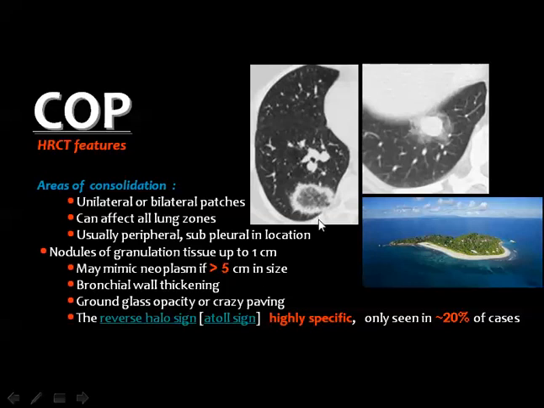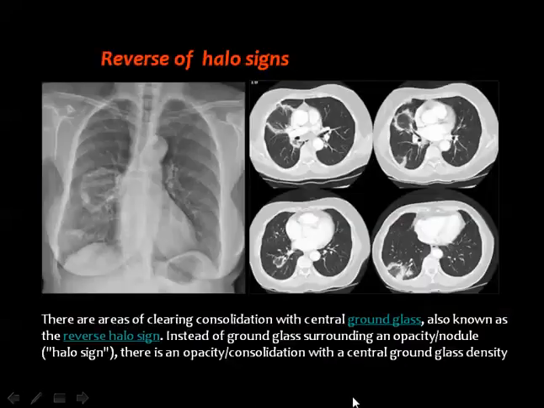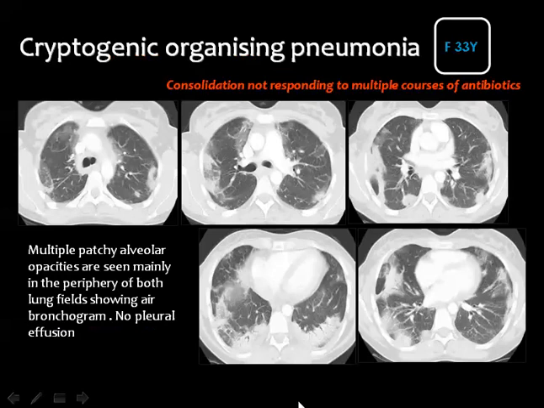If you see this, which is usually seen in about 20% of cases, you can swear that this is cryptogenic organizing pneumonia. Okay, and if you have the chance to see this classic appearance of opacities, the ground glass surrounded by an area of consolidation, which is known as the reverse halo sign, this is cryptogenic organizing pneumonia.